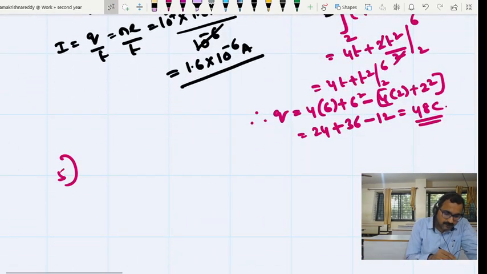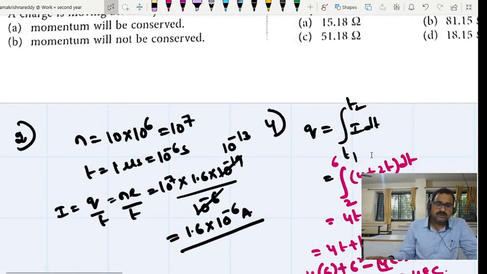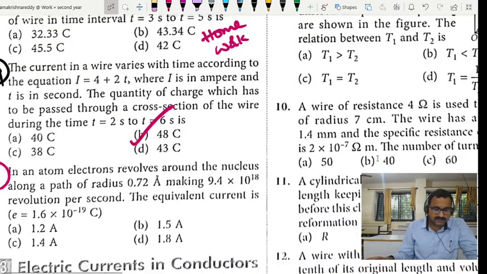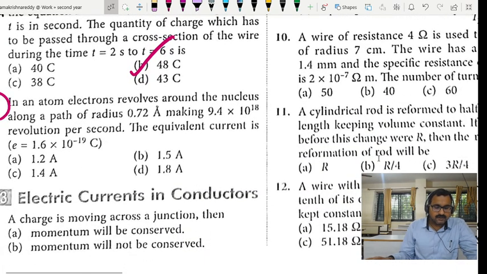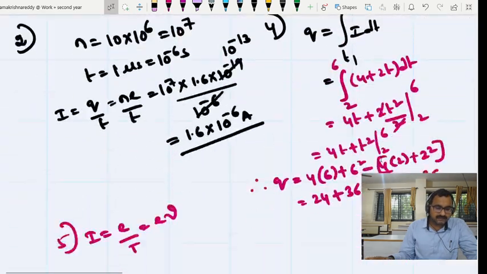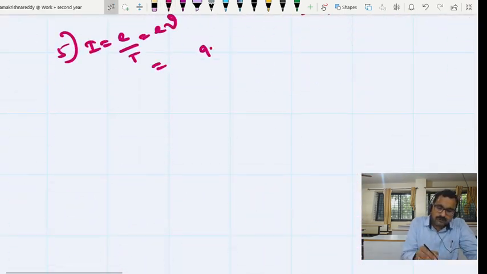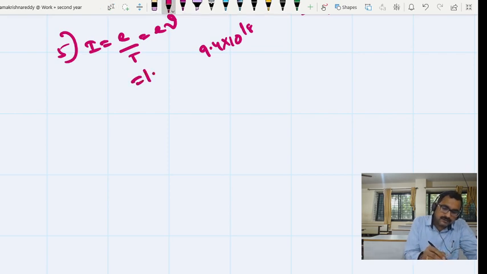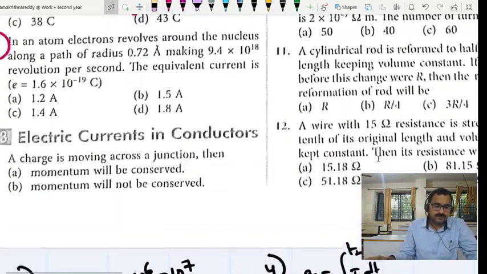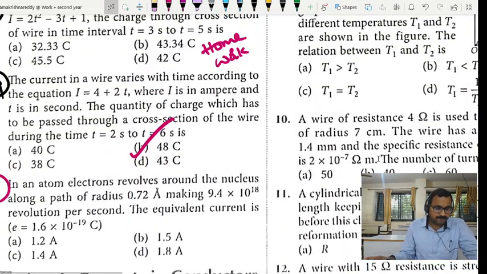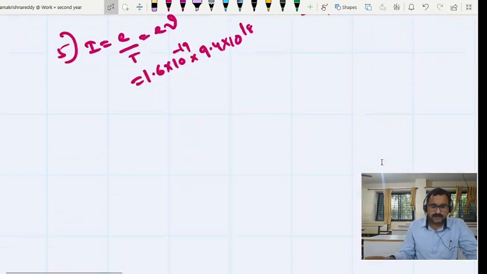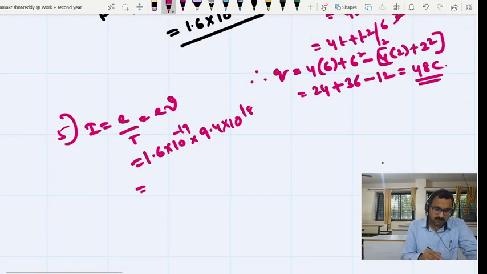Question number 5. I is equal to e divided by T, the time period, or e into nu, the frequency. So what is the electron charge? You already know that, 1.6 into 10 power minus 19. The number of revolutions per second given is 9.4 into 10 power 18. So multiply that. How much are you getting?